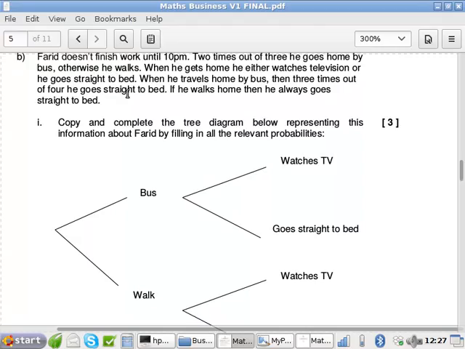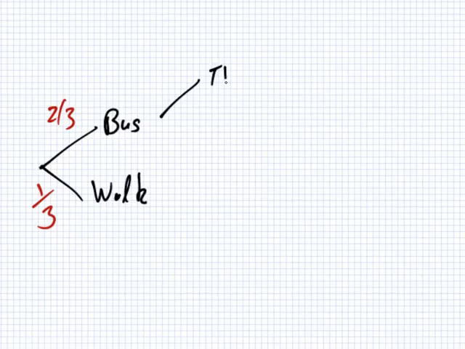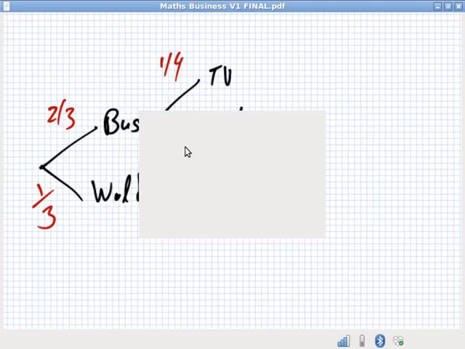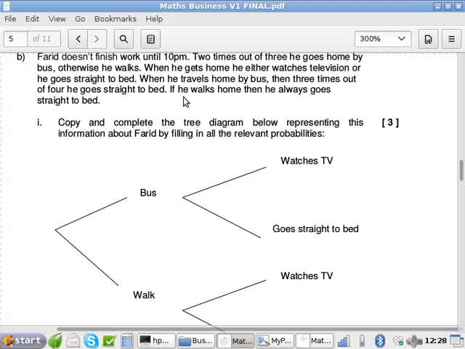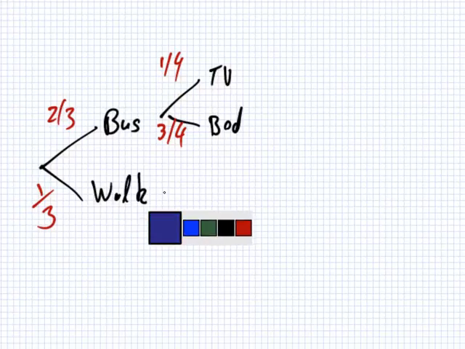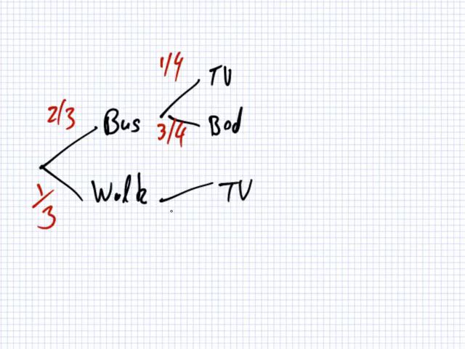When he gets home, he either watches TV or he goes to bed. When he travels home by bus, then 3 times out of 4 he goes to bed. So this will be 1/4, 3/4. So we have TV and bed, 1/4, 3/4, and then if he walks home, he always goes to bed. So TV, yeah.